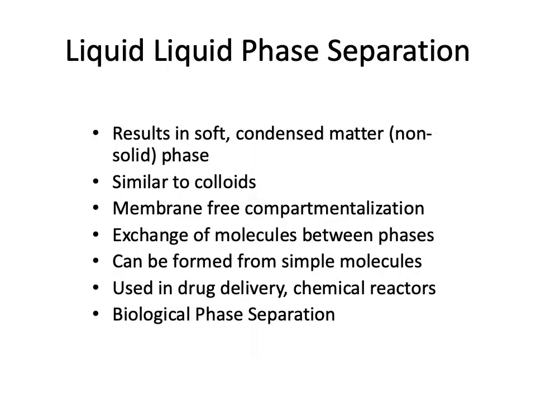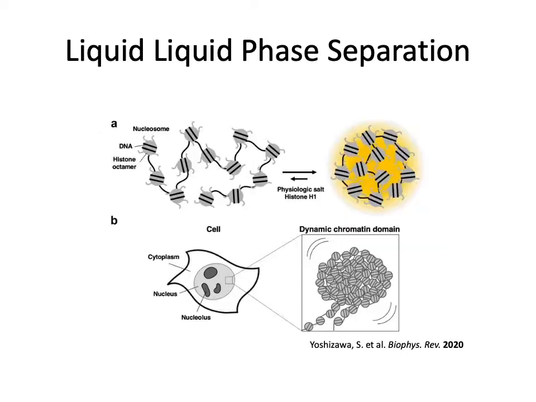One process that allows primitive compartmentalization is liquid-liquid phase separation. This process results in the formation of membrane-free droplets similar to colloids or other soft matter, and these droplets can allow compartmentalization and exchange of molecules between phases. In fact, phase separation is present in biology, where a number of membraneless organelles exist in our modern cells, such as stress granules or chromatin.